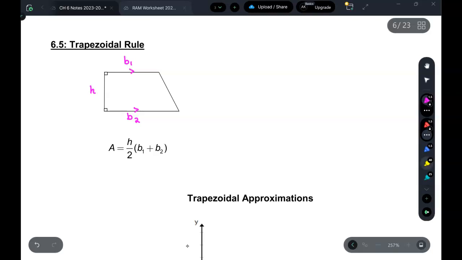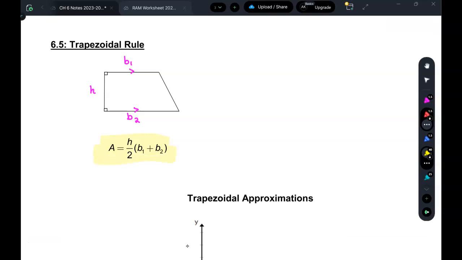Okay, so this formula hopefully looks familiar. Now, there are some variations on it. Some might have done 1/2 times the height, and then base 1 plus base 2 in parentheses, or you could put the whole thing over 2. I like this format because this is what the book will use.